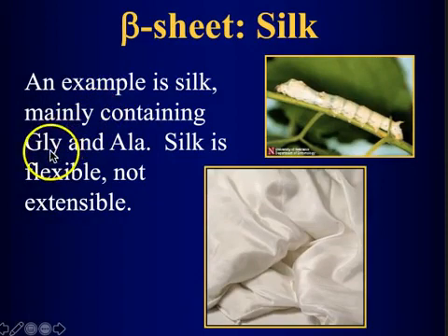So silk mainly contains our glycine and our alanine residues, and silk is flexible but not extendable. So we can move silk. It feels very fluid in our hands, but it's not stretchy at all. It's not stretchy because it doesn't have those coils like an alpha helix. It's all beta sheets that are in silk.